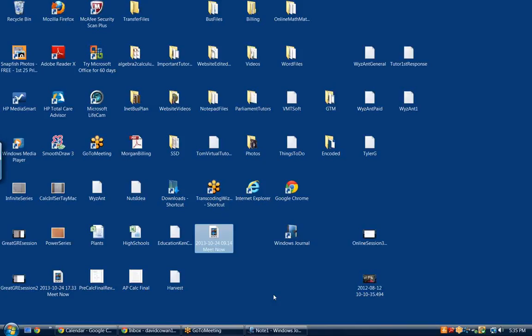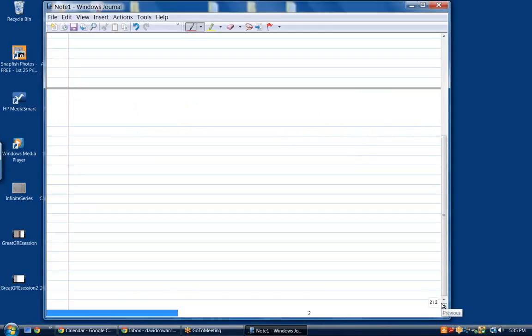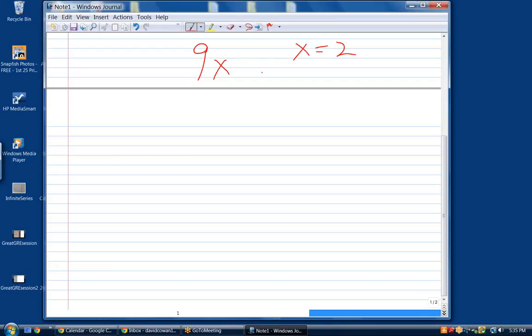Okay, yes, it says evaluate for W equals 5, X equals 2, and Y equals 8. Okay, and what's the function? So the first one is 9x, so you would do 9 times 2, correct? That's 18.